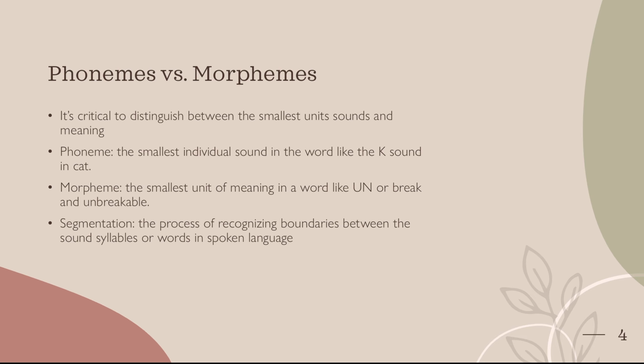Morpheme, the smallest unit of meaning in a word, like un or break, and unbreakable. Unbreak. Segmentation. This is the process of recognizing boundaries between the sounds, syllables, or words in spoken language.